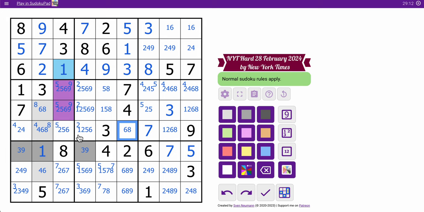There's an error I made somewhere. I just don't know what I made. Seven's here. This is still good, and that forms an X-wing with those sevens. Don't like this pattern. I can't do anything with it.